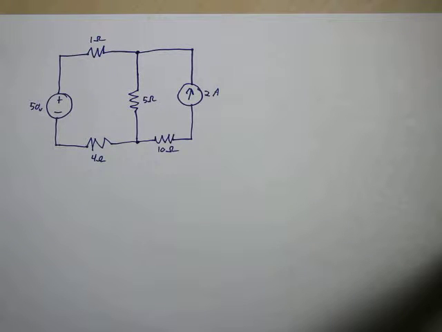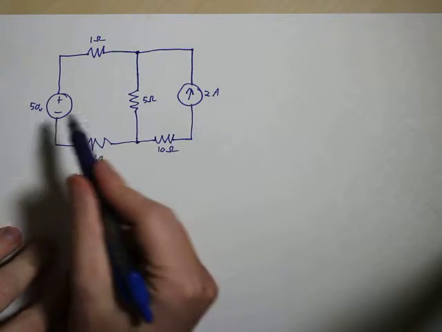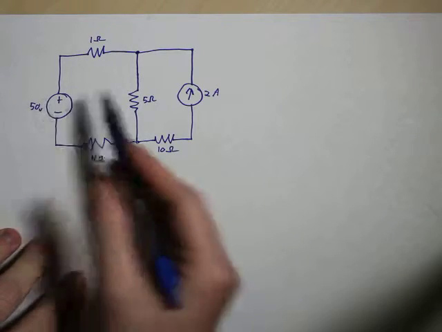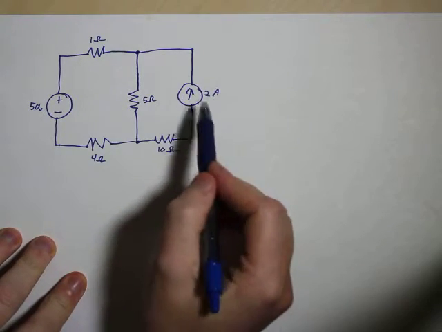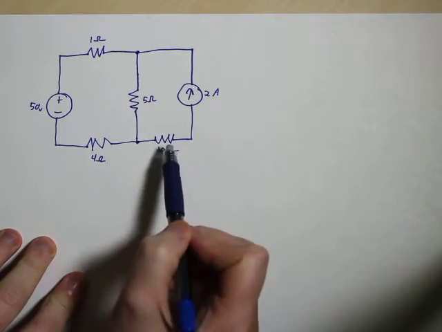So in this problem, we're going to do our KCL, KVL example. I've already drawn the circuit out here a little bit. Again, did it by hand real fast. 50 volt DC power supply over here, 2 amp current supply over here. 1 ohm, 5 ohm, 4 ohm, 10 ohm.